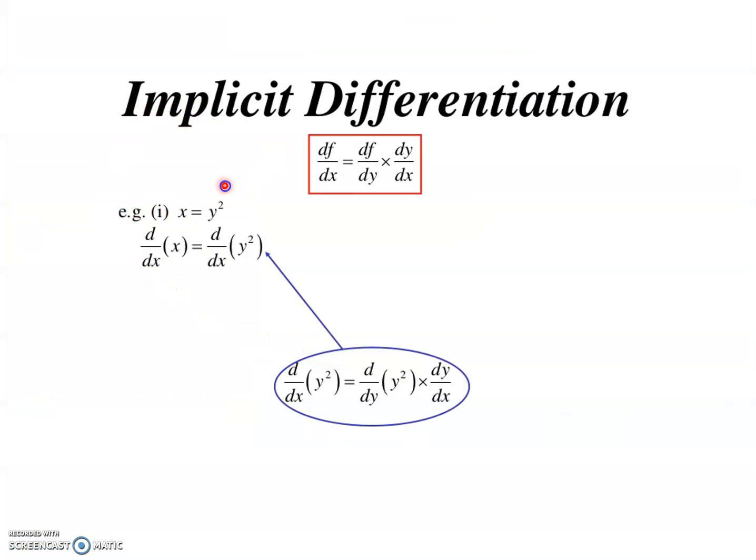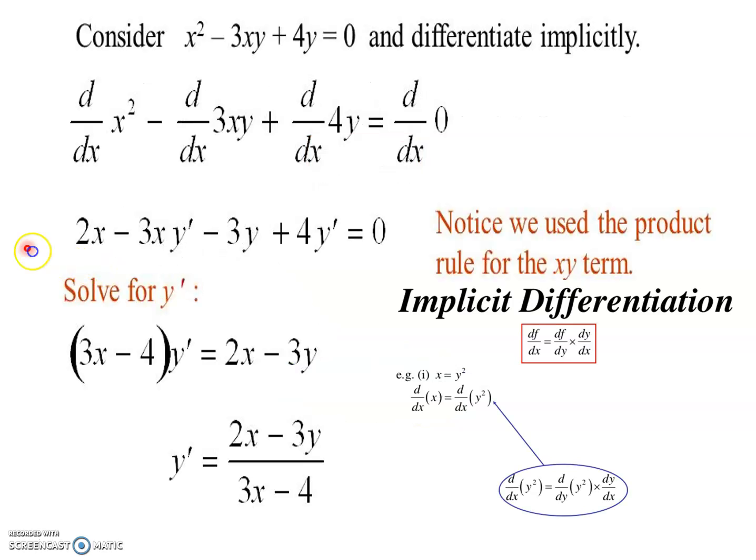So I want to revise the implicit differentiation again. We have to take df upon dx is equal to df upon dy into dy by dx. For x y square, derivative of x is 1, and y square derivative is 2y dy by dx. In this way we have to take the derivative of implicit function.